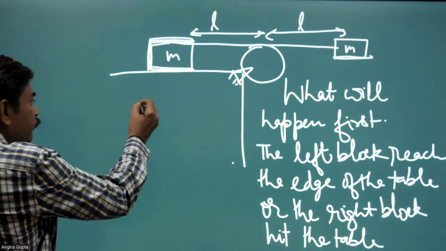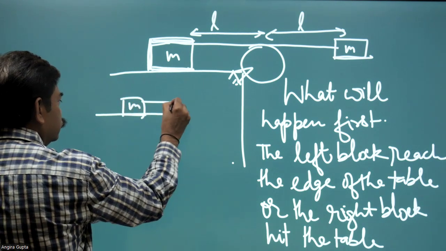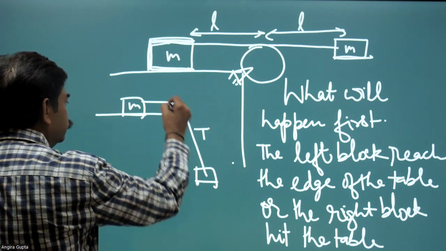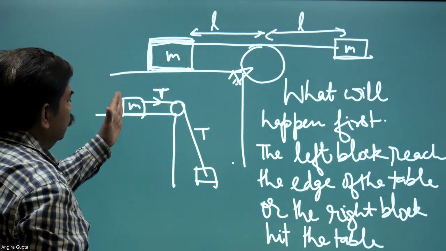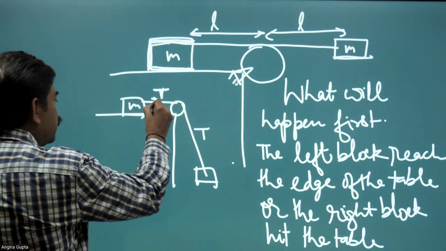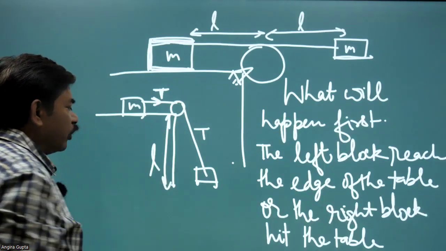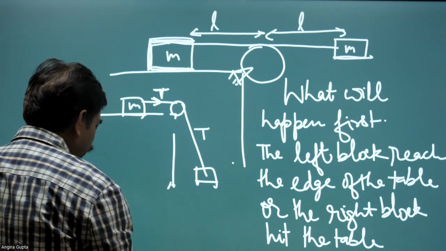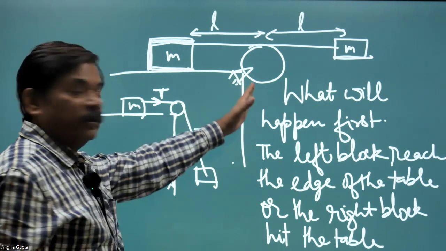Look at this. If we make the FBD of this block, at any moment the tension in the string is T. So you see, for the left hand side block, T is always towards the pulley. So T will be pulling the block towards the pulley. So displacement L will be covered by this tension T. And for hitting the table, the vertical displacement should be L. For hitting the table, the horizontal displacement has to be L, not vertical. It will be L, because it was L distance away. When it hits the table, it will travel a distance L in this side.